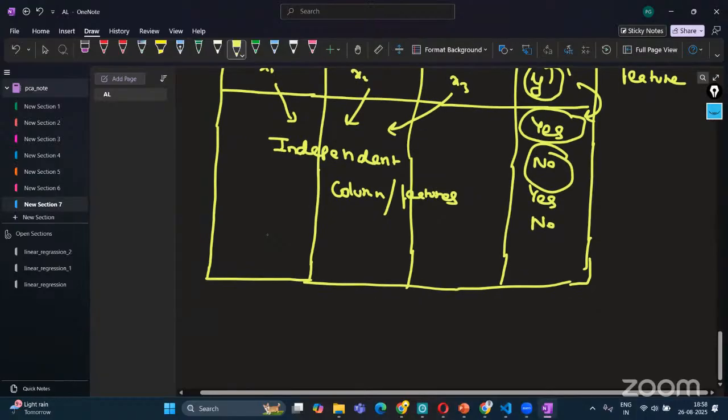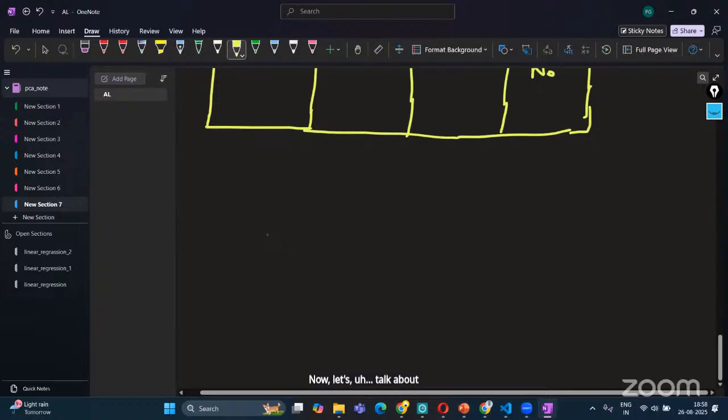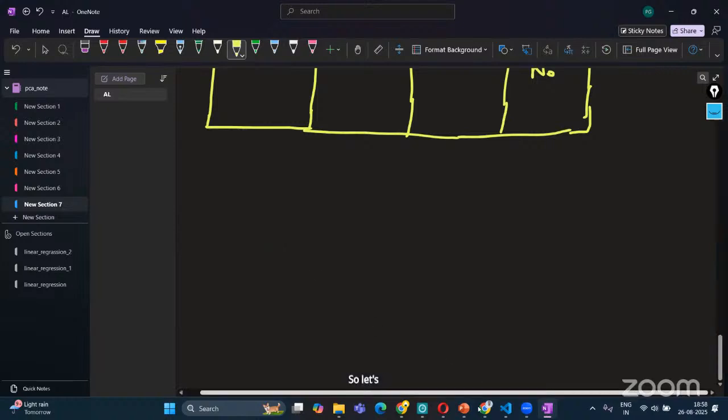Now, let's talk about the structure by which we will be able to classify what is the structure which we follow for any supervised machine learning model or unsupervised machine learning. So let's go with the structure.